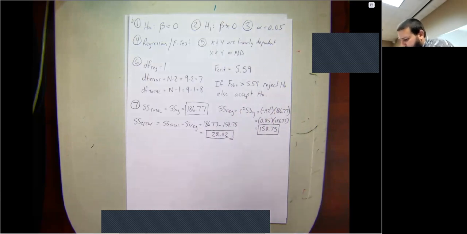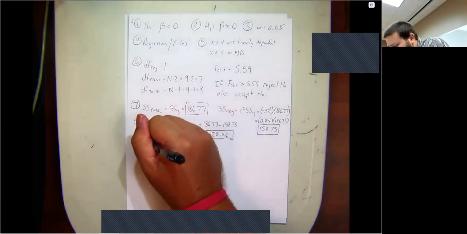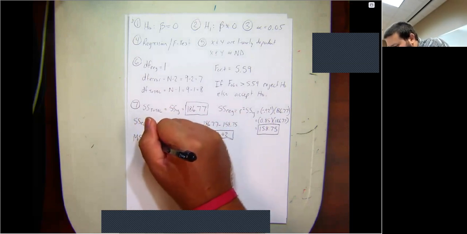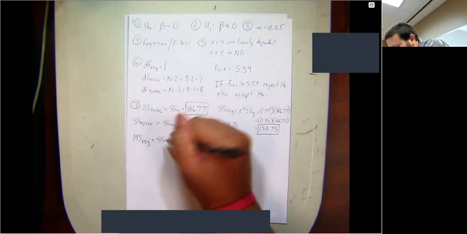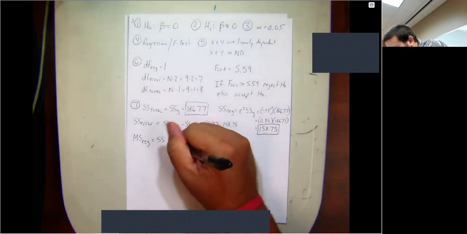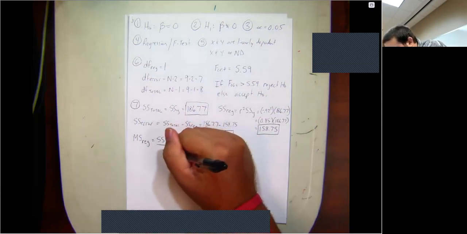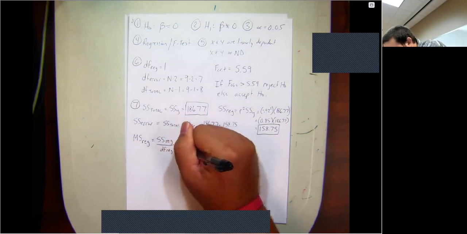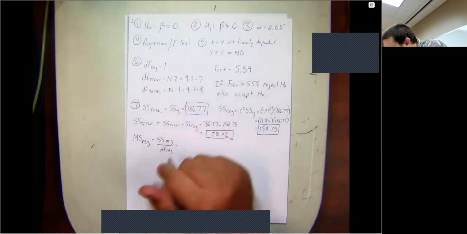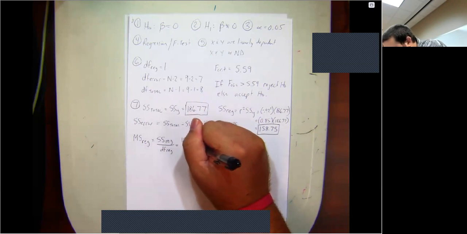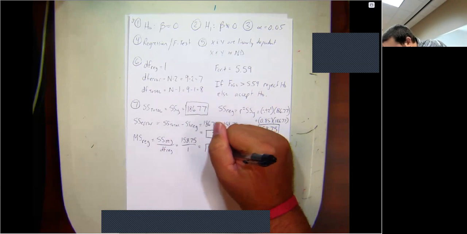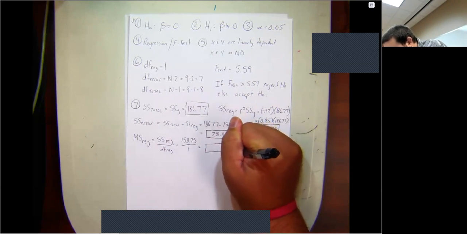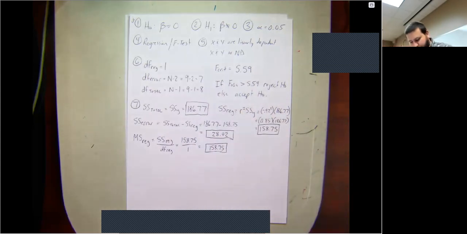Okay, we got our sums of squares. With our degrees of freedom, we should be able to get mean squares. Regression, we really don't need to do this calculation because it should just be the same as our sums of squares regression, but let's check. Sums of squares regression over degrees of freedom regression. Sums of squares regression is 158.75 over 1. Yep. 158.75 is our mean squares regression.